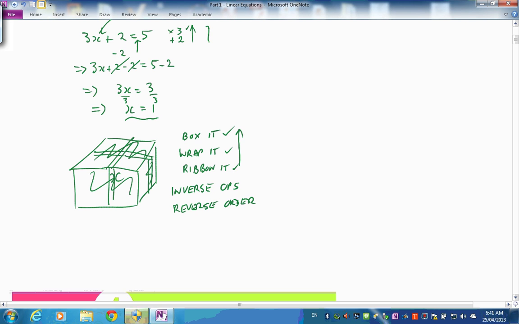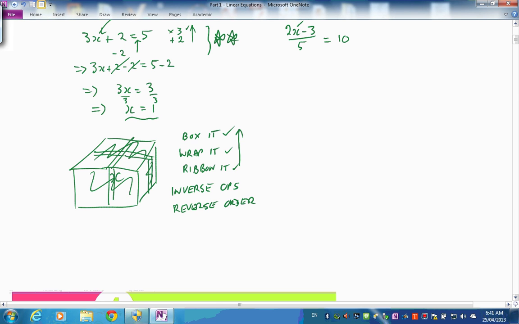And that's exactly what we're doing up here with our operations done on x. We want to undo them. We're going to go backwards and find what that original number was. Let's do a bigger one. Let's do something like 2x take 3, all over 5, is, what can we say? Let's say 10.